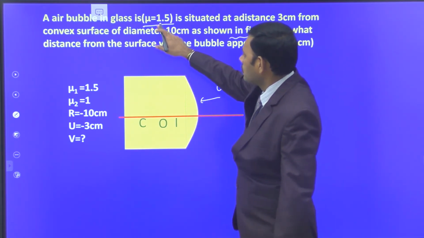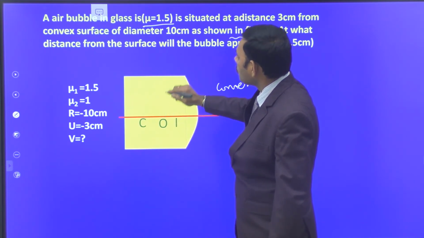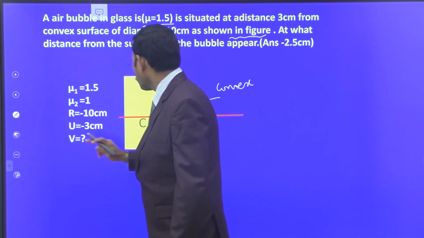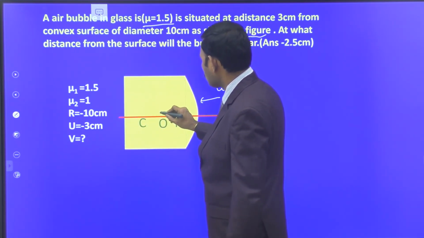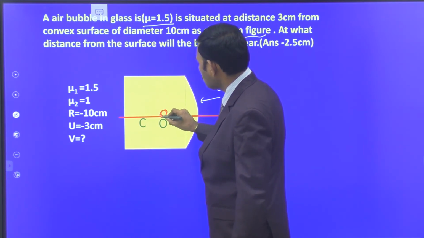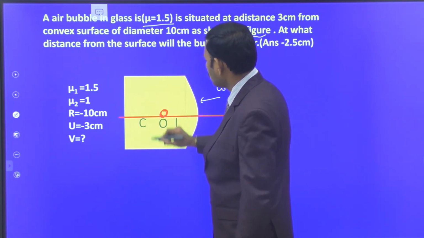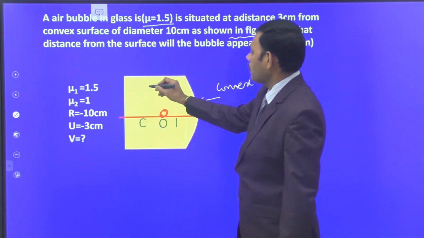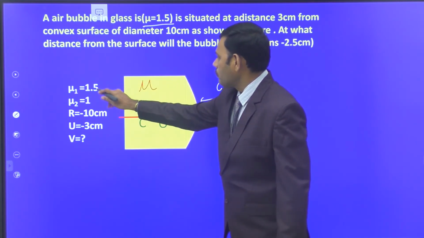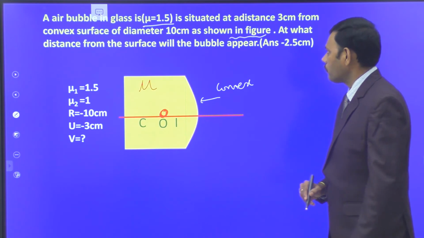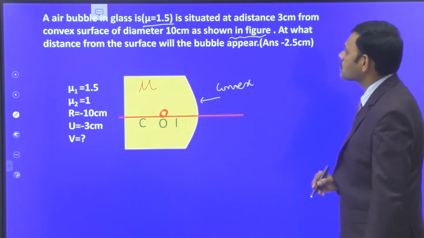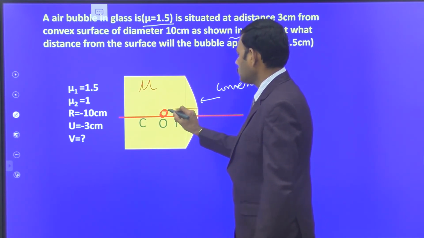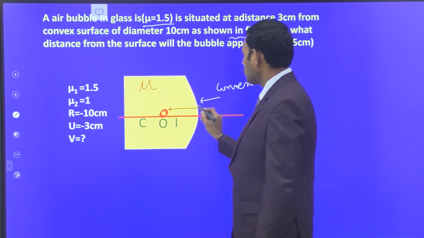Next, an air bubble is present in the medium. Here this is the position of the object. Let this be the air bubble. Students, I have drawn here the air bubble in the medium. Let O be the position of the air bubble in the medium. The refractive index of the medium is mu, and that mu is given as 1.5. It is situated at a distance of 3 centimeters from the convex surface. So the object distance is like this, u is the object distance.